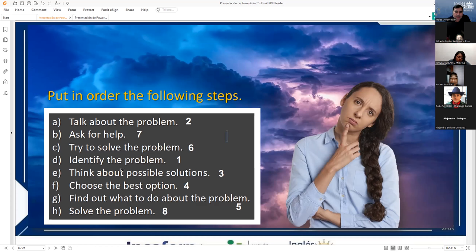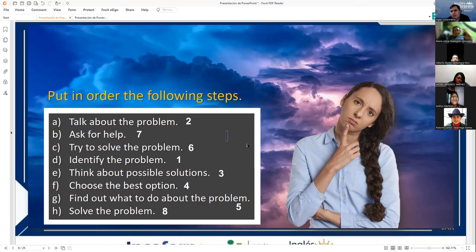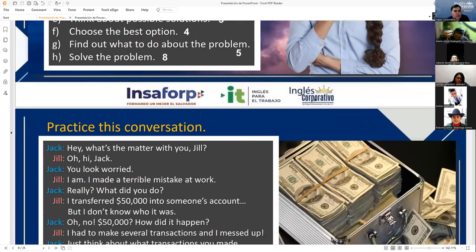solve the problem. So, teacher, are the steps always in that sequence? Not necessarily. Many times, yes, but not necessarily. Sometimes there are different options. But in psychology, what people say is you cannot solve a problem that you have not identified. The first thing is that you have to identify and accept that you have a problem so that you can look for a solution to that problem. Okay, so let's move to the next one.